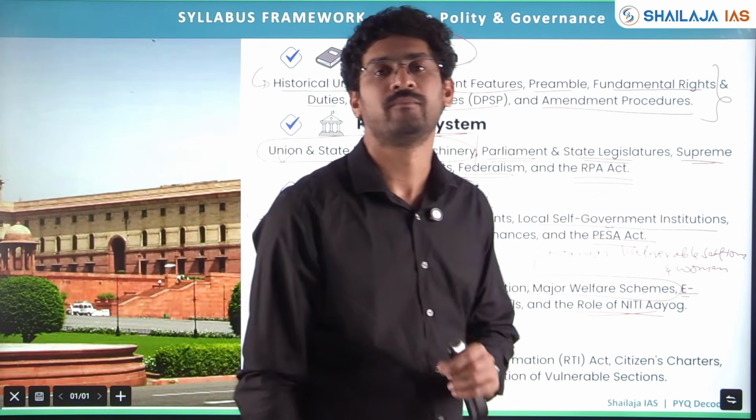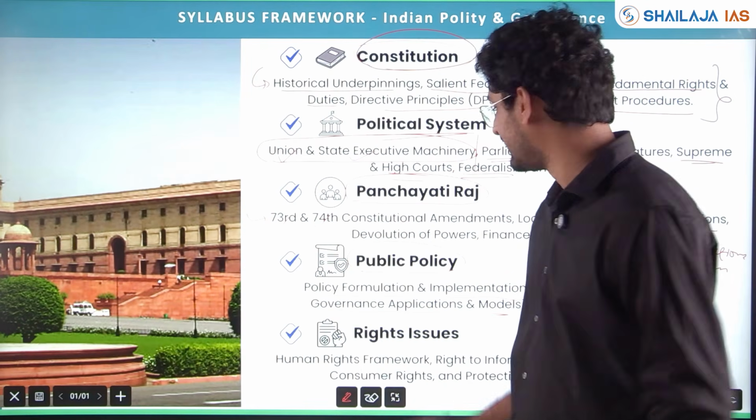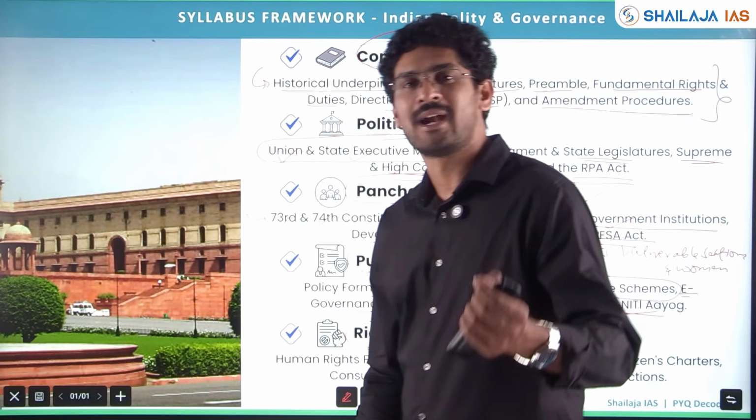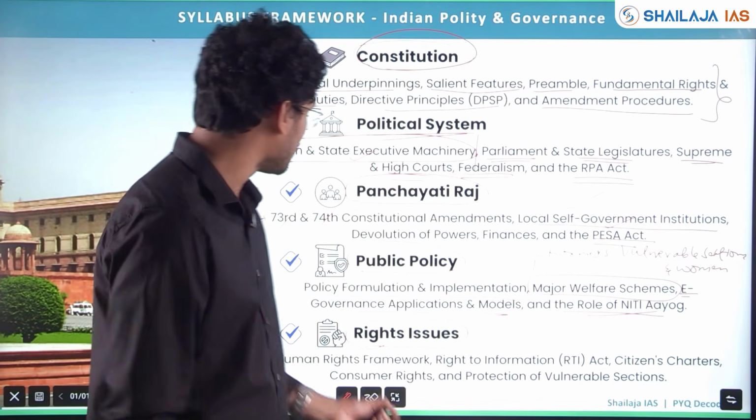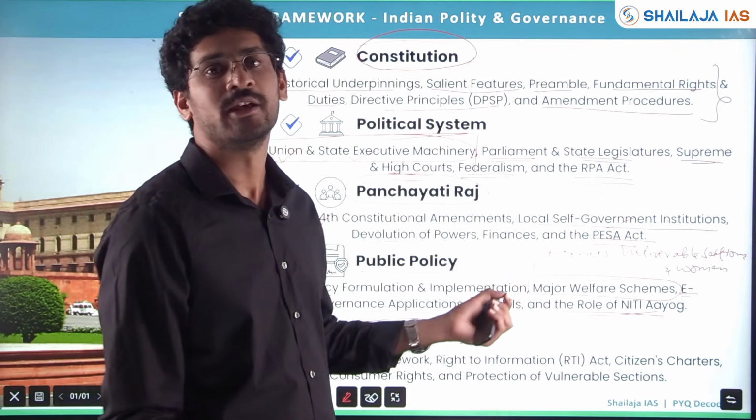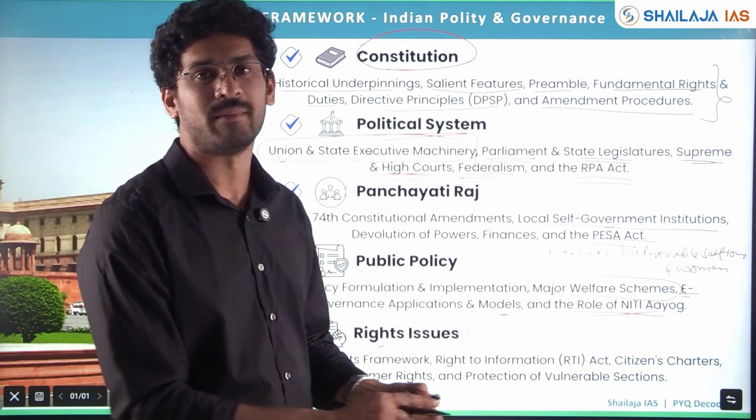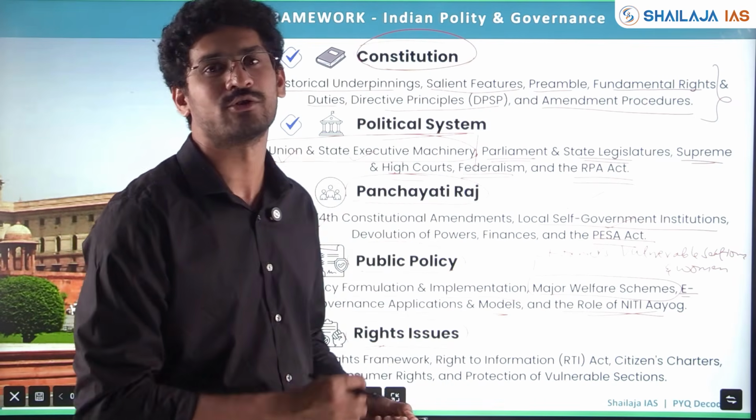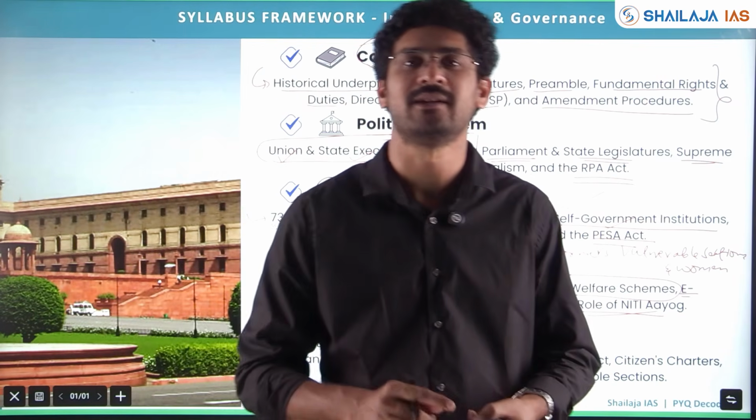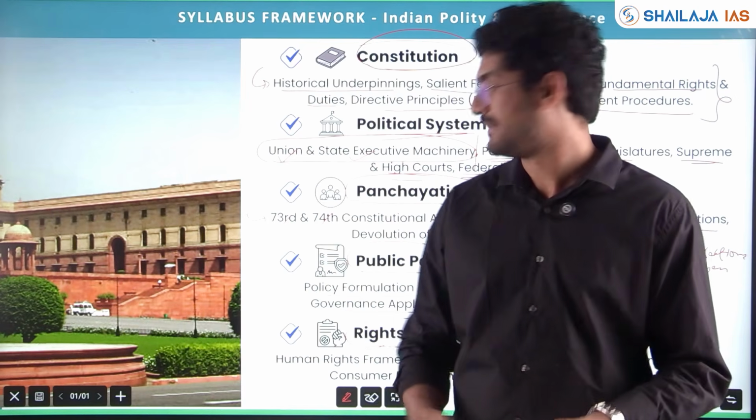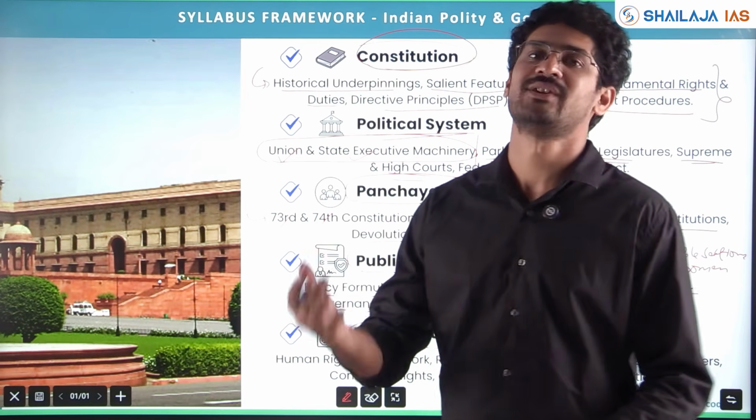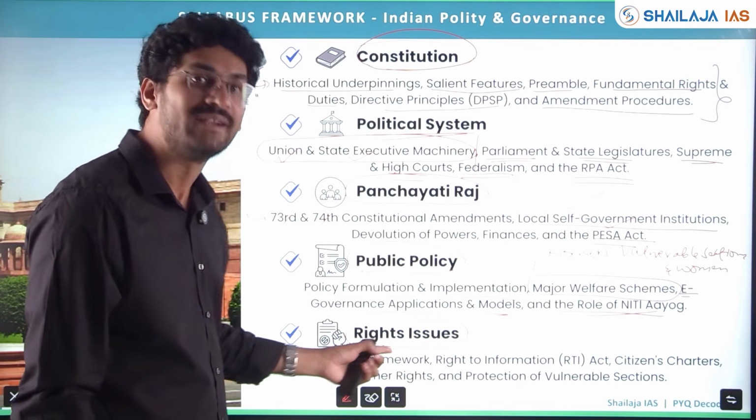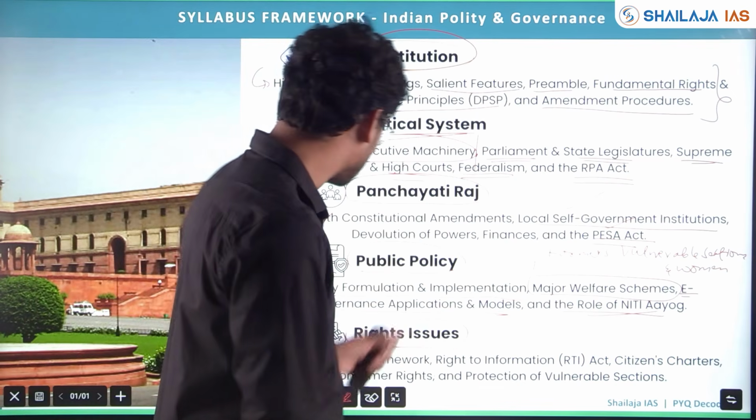Next important syllabus point in the polity is rights issues. One question had come: which of the following are mentioned in the UN human rights? Fundamental duties, or which of the themes of UN human rights are mentioned in our constitution? Fundamental duties, fundamental rights, DPSPs, right? That was all of the above. These come from the rights issues which are mentioned in the syllabus.